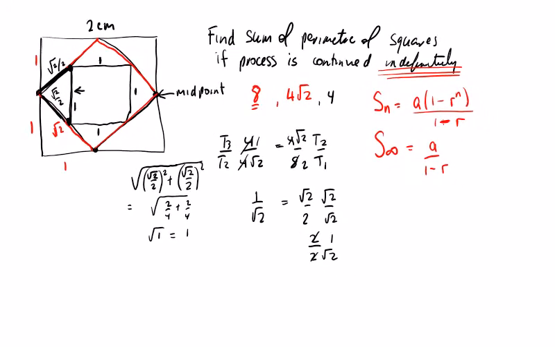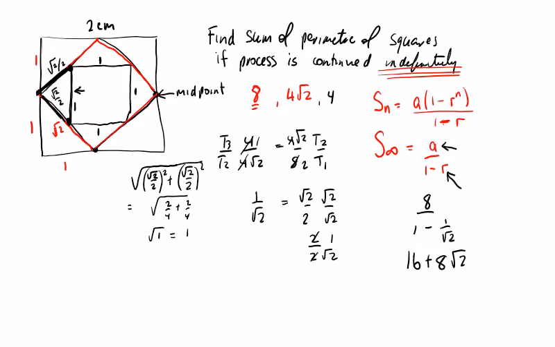So my ratio r is 1 over root 2, and my a is 8. So 8 divided by 1 minus 1 over root 2 is the sum to infinity. Typing it into a calculator comes out as 16 plus 8 root 2. 16 plus 8 root 2.